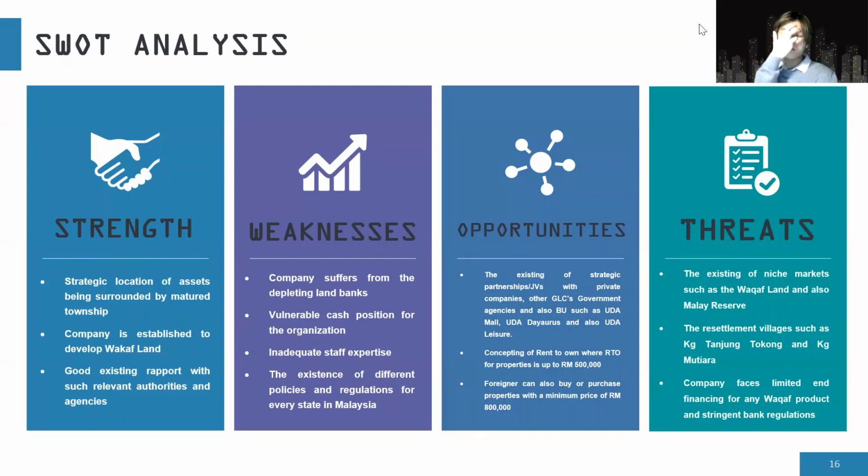So the last weakness for UDA Holdings Berhad is the existence of different policies and regulations for every state in Malaysia. Now, this is pretty normal because every state in the country is ruled by its own government. So definitely there will exist different policies when it comes to urbanization of the country.